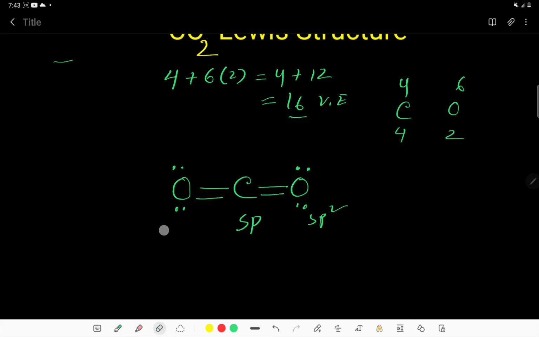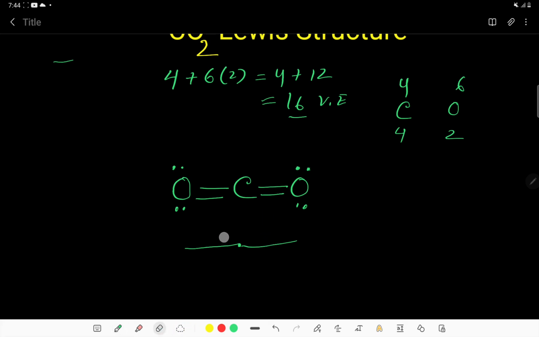So now you know the hybridization of carbon and oxygen, right? And also you know the shape of the carbon dioxide molecule. So look, the bond angle between oxygen, carbon and oxygen, since it is linear, will be 180 degrees, right? 180 degrees.